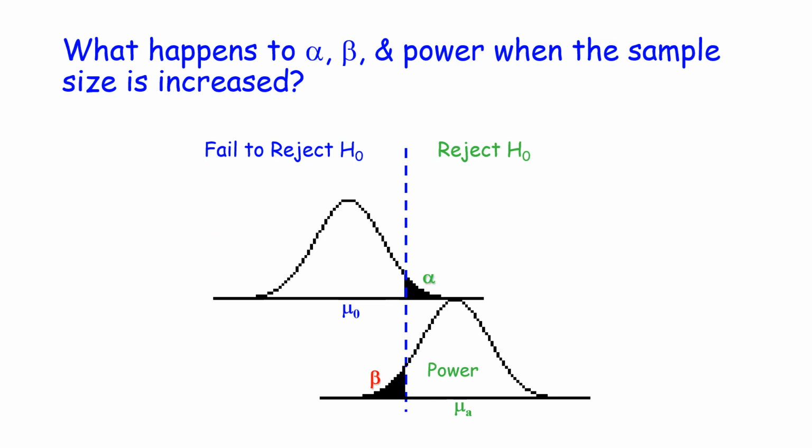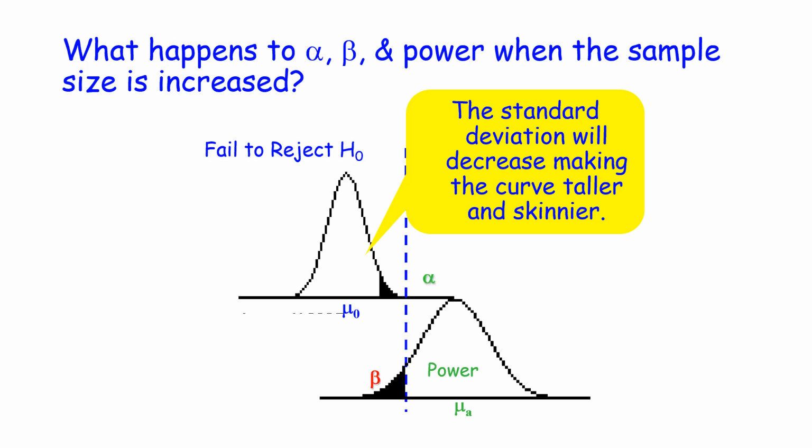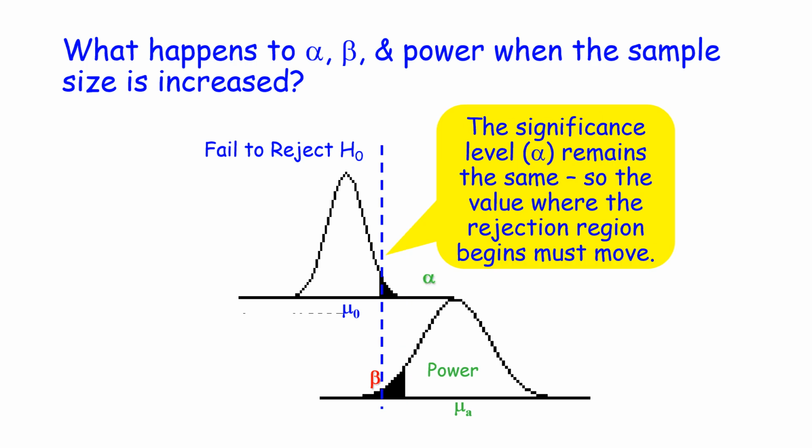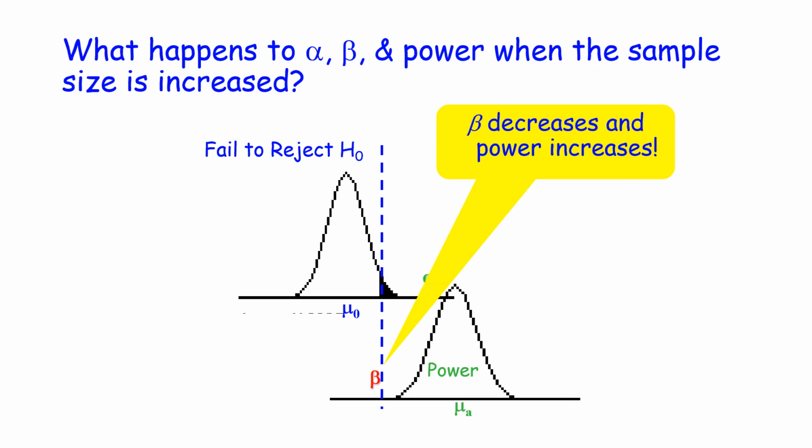Now, what happens to alpha and beta and power when the sample size is increased? The standard deviation will decrease, making this curve taller and skinnier. The significance level, alpha, remains the same, so the value where the rejected region begins must move. The beta decreases and power increases.